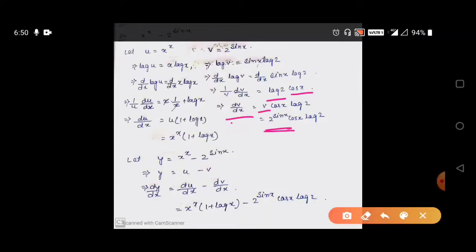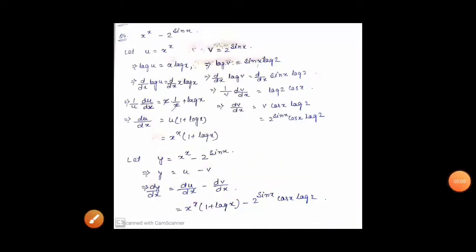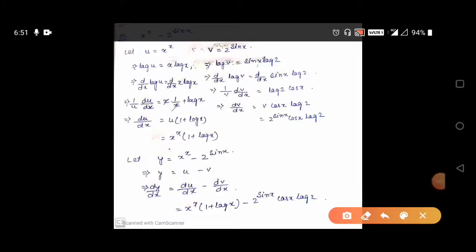Now we will assume that our given question is equal to y. So y is equal to u minus v. Now we will differentiate both the sides of this. So dy by dx is equal to du by dx minus dv by dx. Now we can replace du by dx by this and dv by dx by this. So this is our answer.